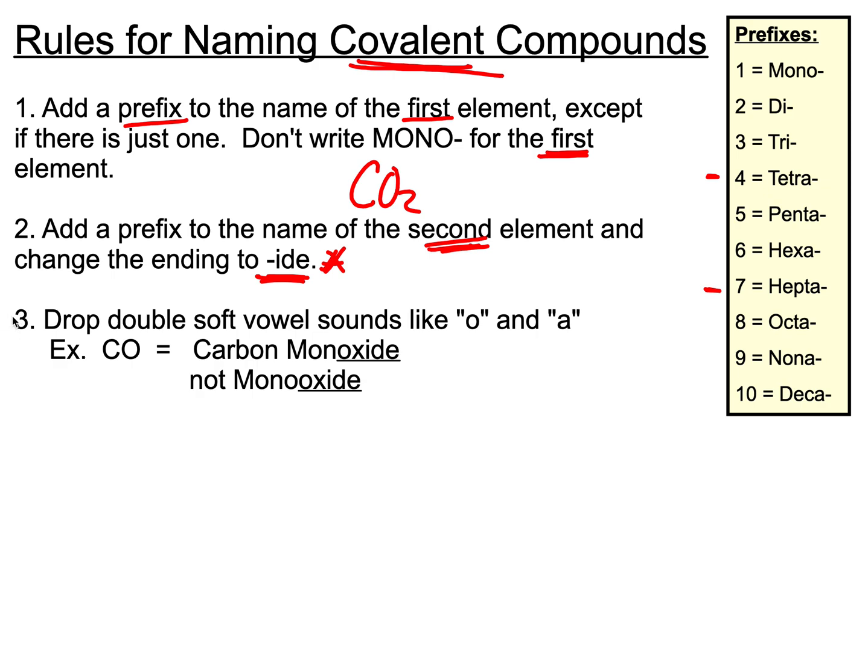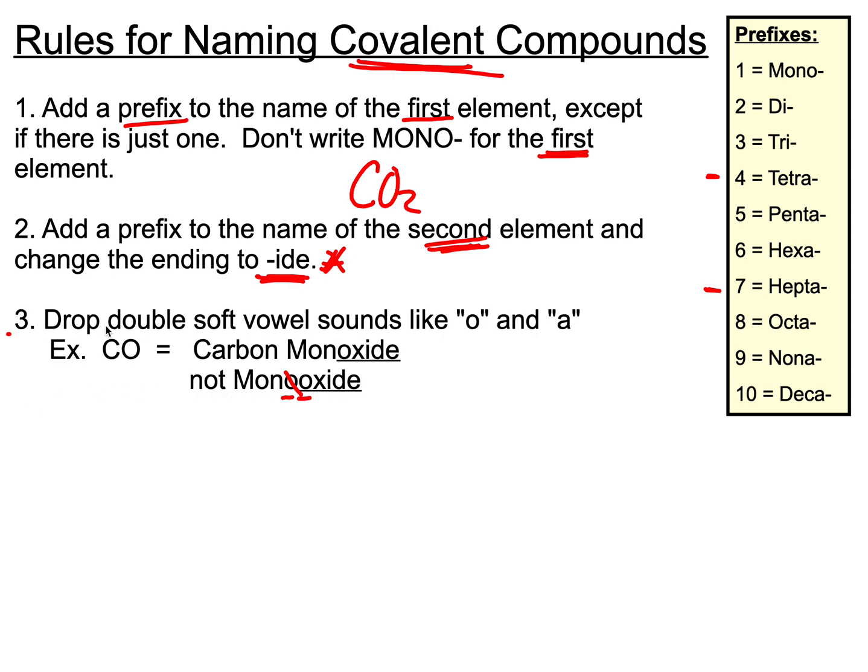Now, number 3 is one of those things that you're just going to have to get comfortable with. Things are going to eventually start sounding correct to you or incorrect to you. So if I said carbon monooxide, you would say that sounds a little funny because those 2 O's right next to one another are duplicates. We're going to drop any of those O's or A's if they're 2 vowels right next to one another. So it would be carbon monoxide.